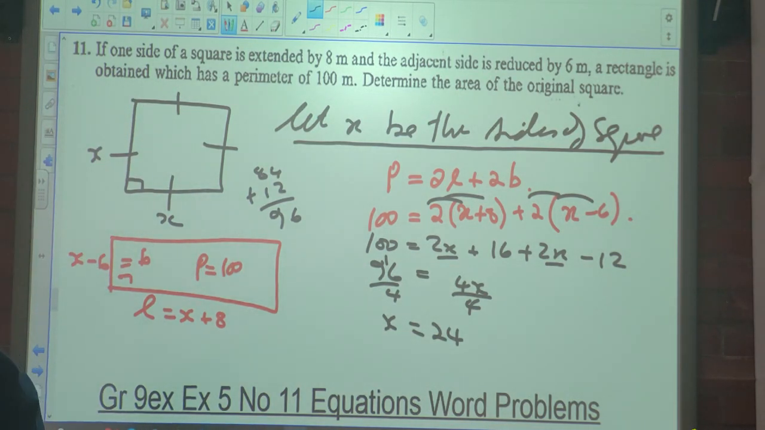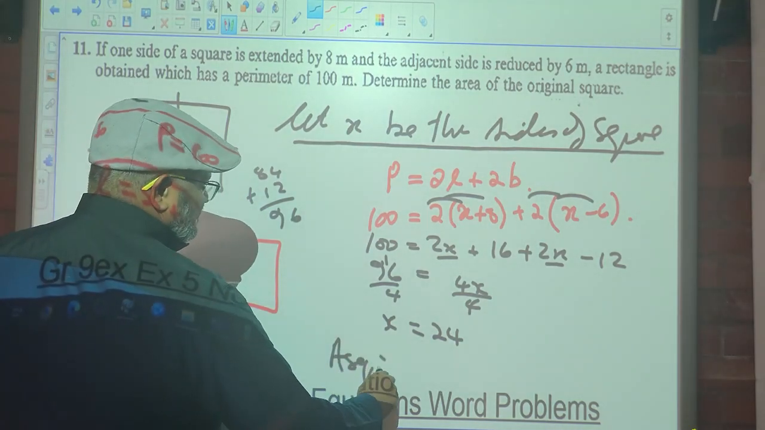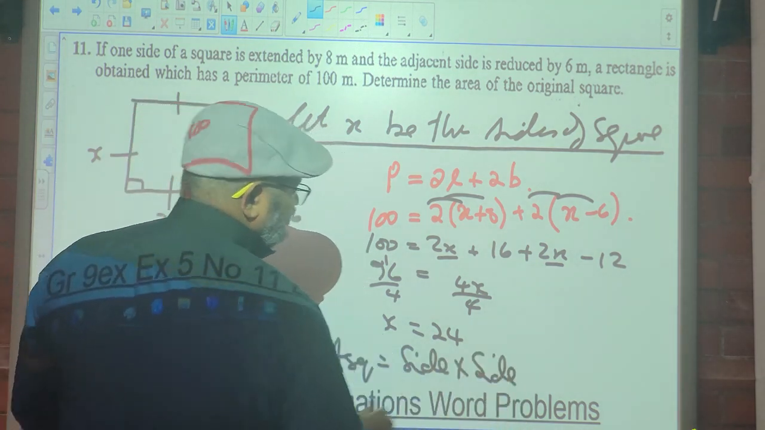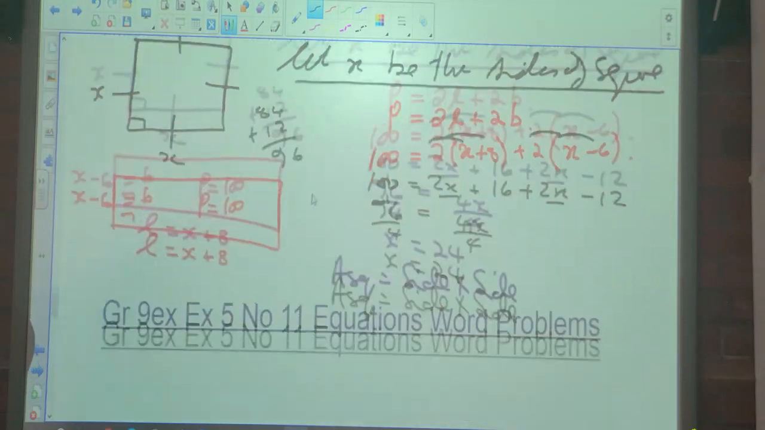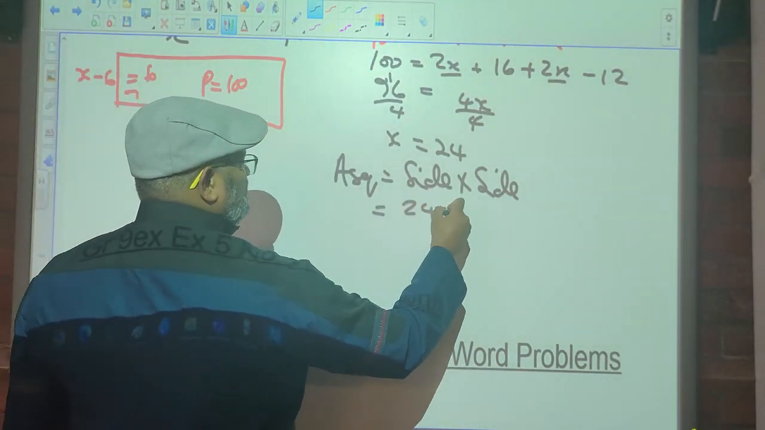The question says, determine the area of the square. How do you calculate the area of a square? Side times side, or side squared? So what's the length of the side? 24. So it's 24 times 24.